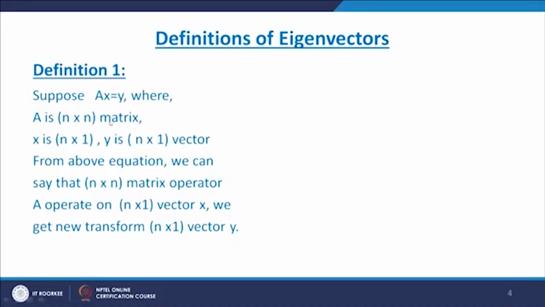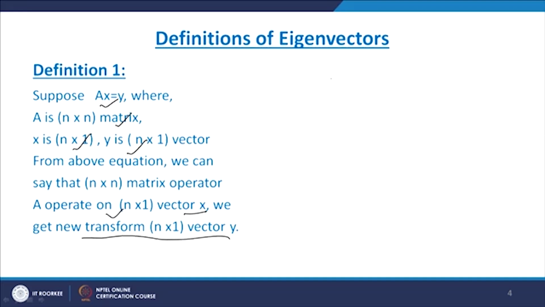Now how do we define these eigenvalues and eigenvectors? Now we will see the definition of eigenvectors. Suppose Ax equals y, where A is an n cross n matrix, x is an n cross 1 vector, and y is an n cross 1 vector. From the above equation we can say that the n cross n matrix operator A operates on the n cross 1 vector x, and we get a new transformed n cross 1 vector y.